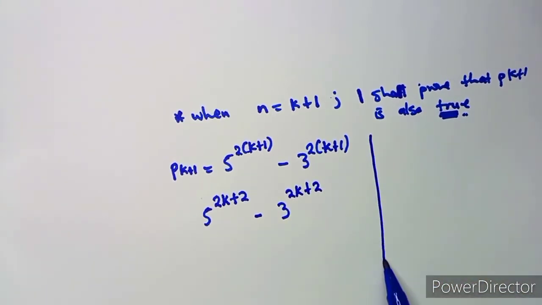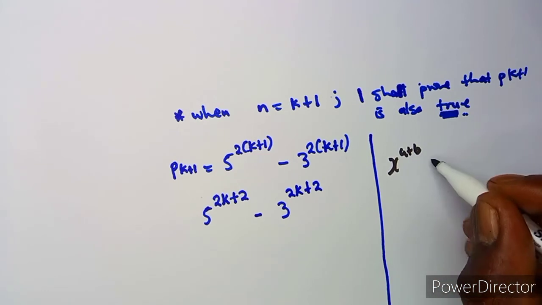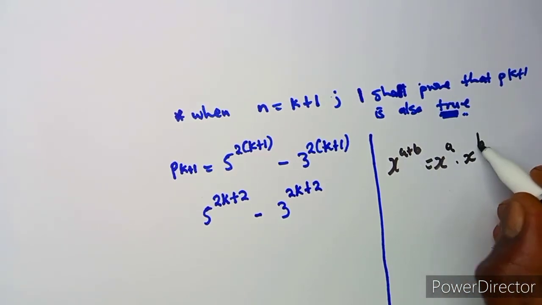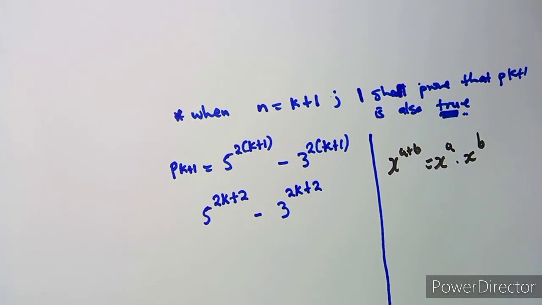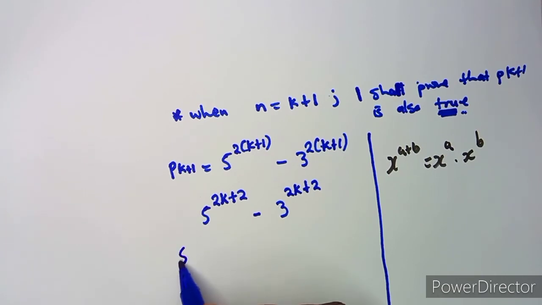And now let's refer back to our laws of exponents. We know that when you are multiplying exponents with the same base, you add the exponents. So here I was actually multiplying 5 to the exponent of 2k. Let me just write it aside, because here we just need to write the exact thing.